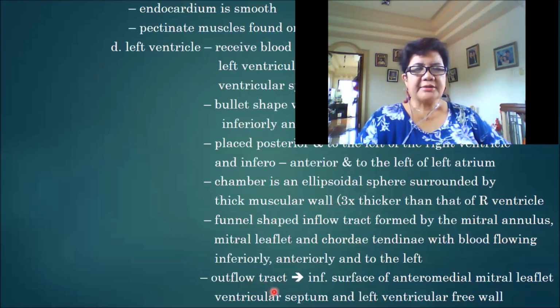Now, the outflow tract of the left ventricle is the inferior surface of the anteromedial mitral leaflet, the ventricular septum, and the left ventricular free wall. So that is the outflow tract. The inflow tract will be formed by the mitral annulus, the mitral leaflet, and the chordae tendineae. So you see that even if they go to the same chamber, they will have a different track whether they are going out or going inside the chamber.